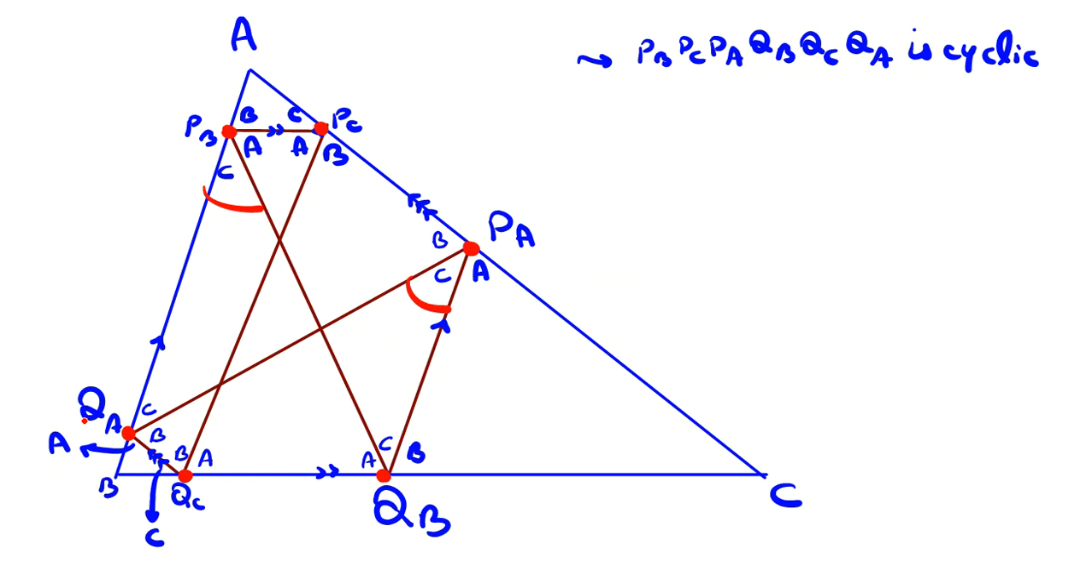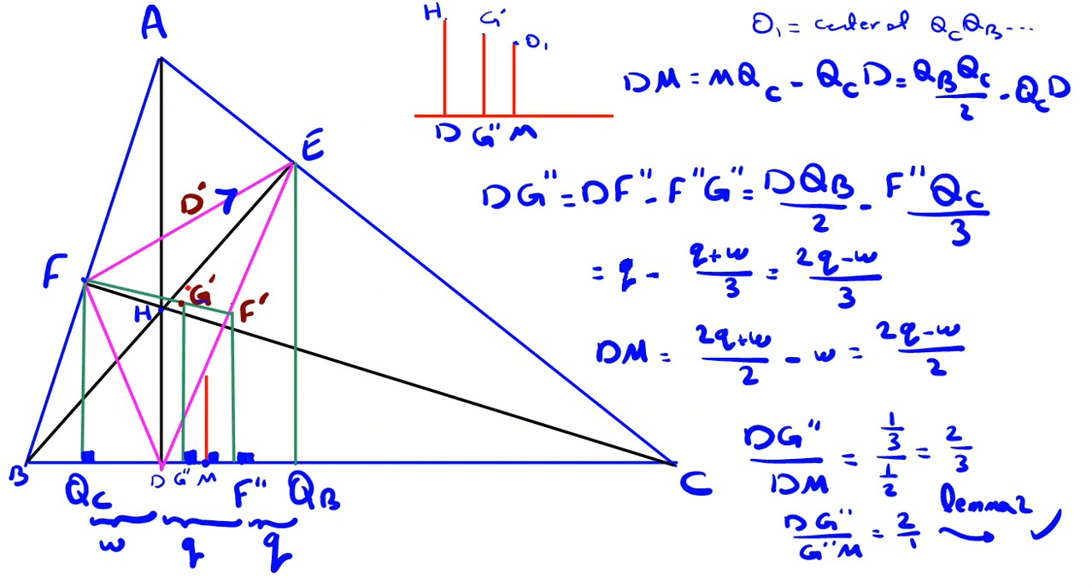Now, the sentence that is left is why their center lies on the straight line H and G prime, the centroid of FED. So let's prove it by lemma 2 that we've learned. Here, if we consider G prime, if we draw a perpendicular from O to this point, and if we draw a perpendicular from H to this, we want to find the ratio DG prime to G prime M. Now let's see what we can do.